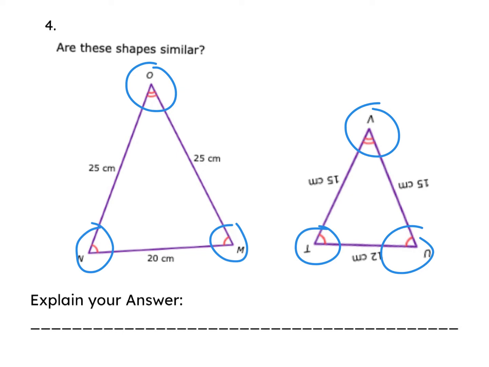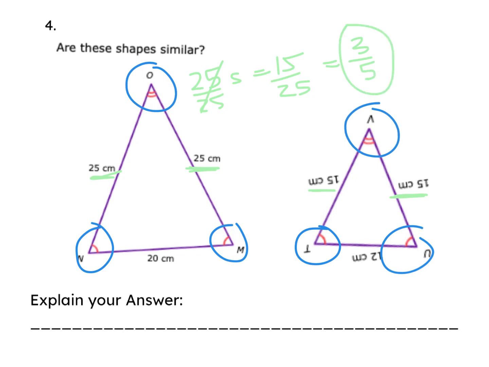Now I want to see if the sides are proportional. So now I see that the 25s correspond with the 15. So I'd have to figure out the scale factor there. So 25 times the scale factor would give us 15. So I would divide by 25 to get my scale factor. And 15 over 25 would simplify to 3/5.